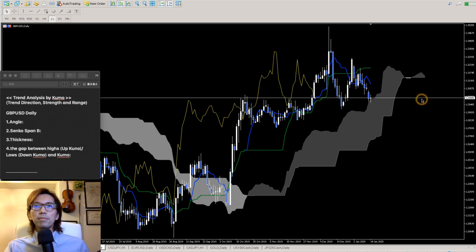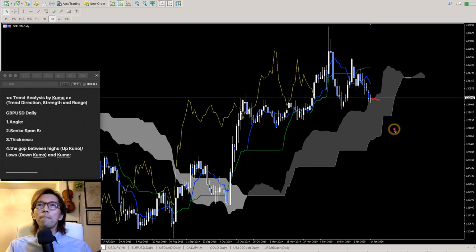The price is likely to be inside the Kumo afterwards, because there's no direction in the Kumo. Senkou Span B is flat, and it was twisting between up Kumo and down Kumo, and now it's twisted to up Kumo. But right now the market is obviously going towards the Kumo, and it's going to go inside anytime soon, right?